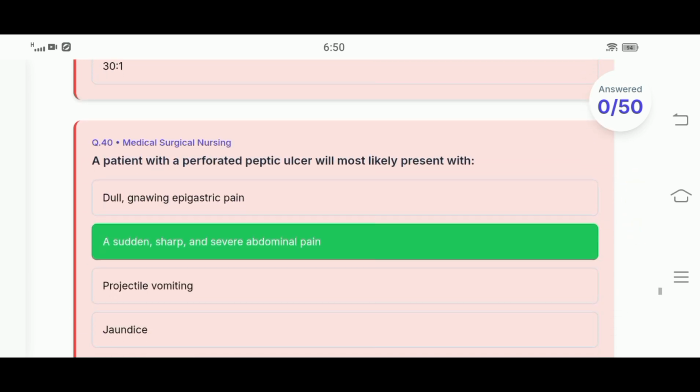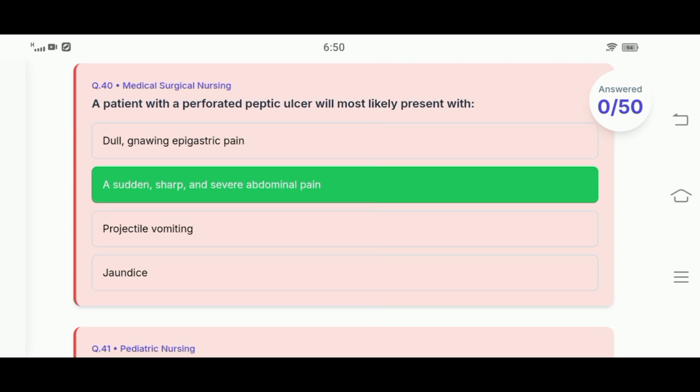Next, 40. Medical surgical nursing. A patient with a perforated peptic ulcer will most likely present with, options are A. Dull, gnawing epigastric pain, B. A sudden, sharp and severe abdominal pain, C. Projectile vomiting, and D. Jaundice. So the correct answer is B. A sudden, sharp and severe abdominal pain.